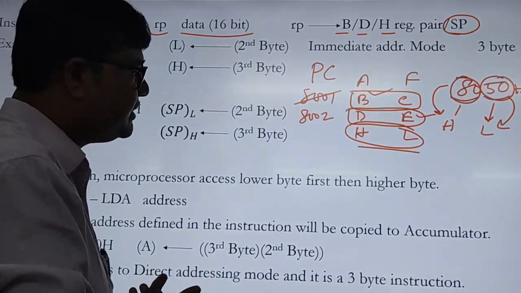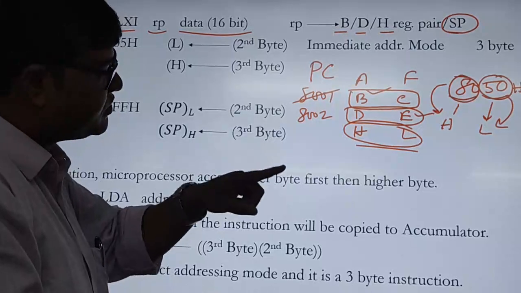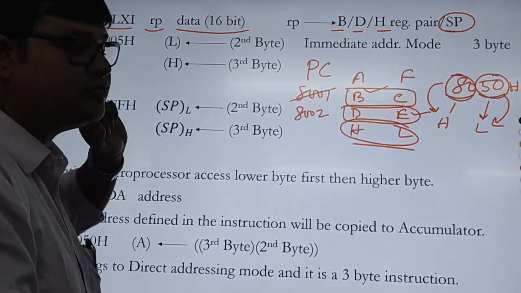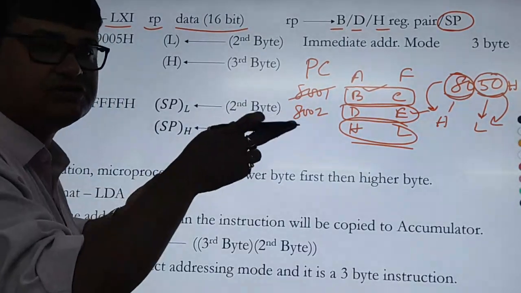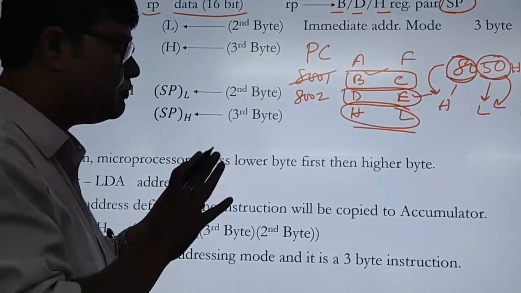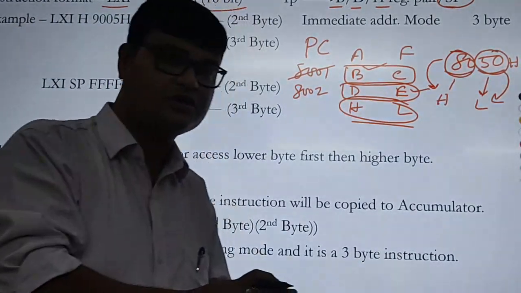So after the complete execution of 8001, the microprocessor checks the content of the program counter. It finds 8002. So the microprocessor goes to 8002 and the program counter increments itself, and so on.